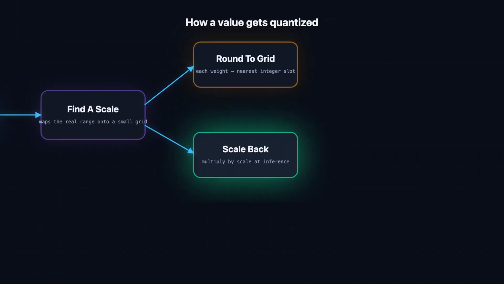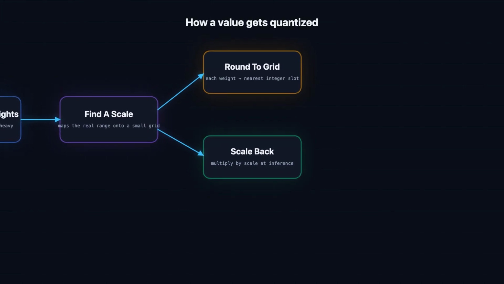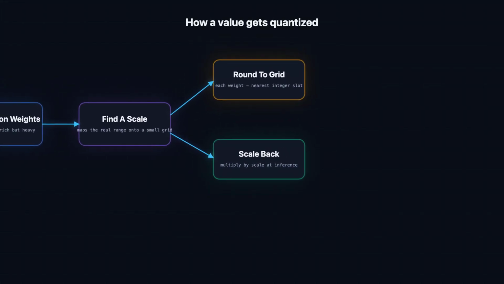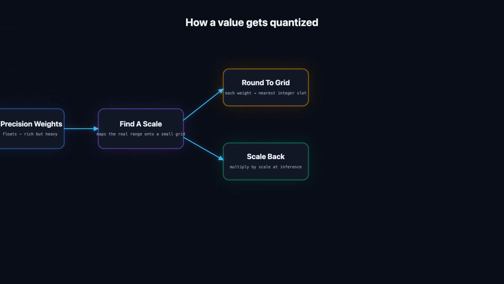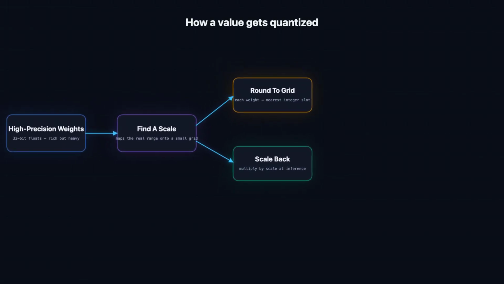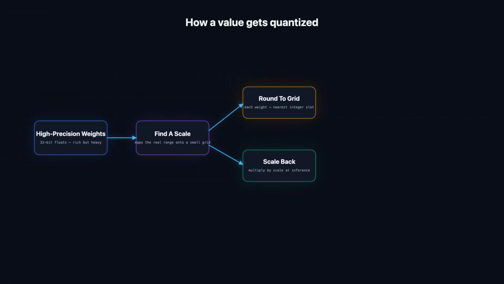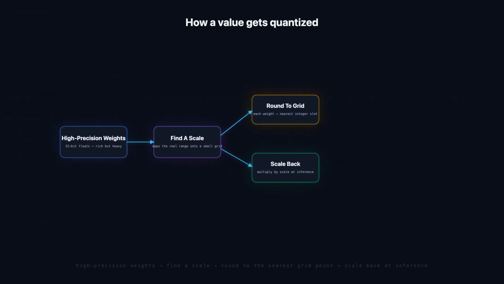Finally, at inference time, multiply each stored integer back by the scale to recover an approximation of the original number. It is not exact, but it is close, and the heavy math in between now runs on cheap, fast integer hardware.